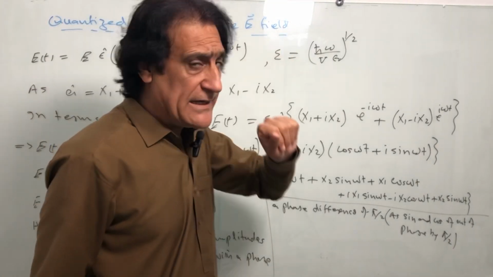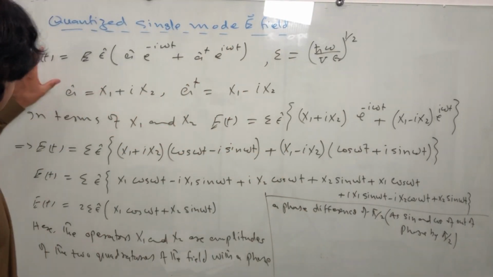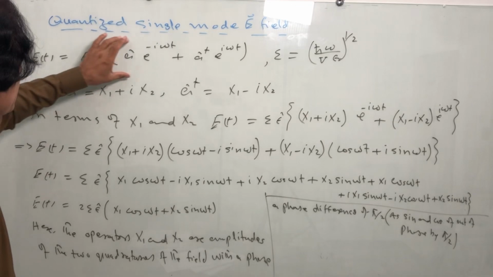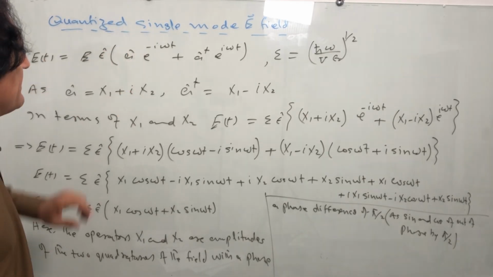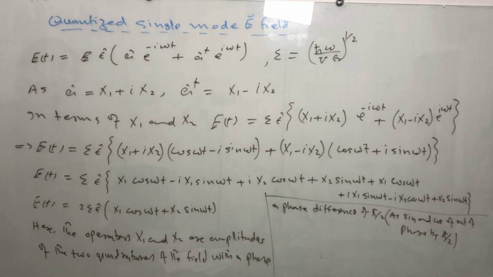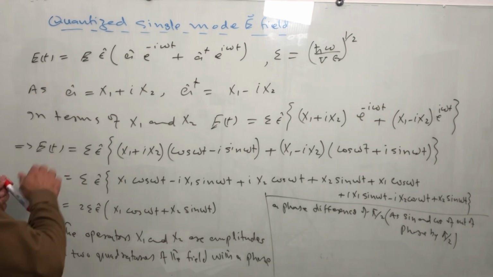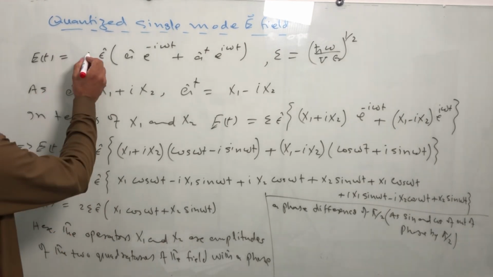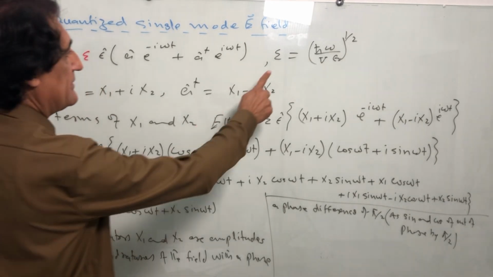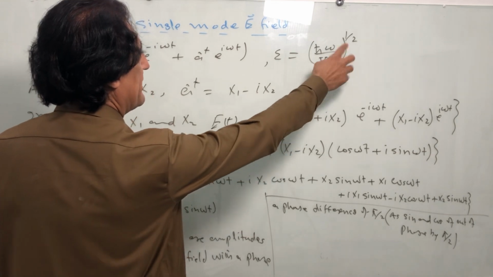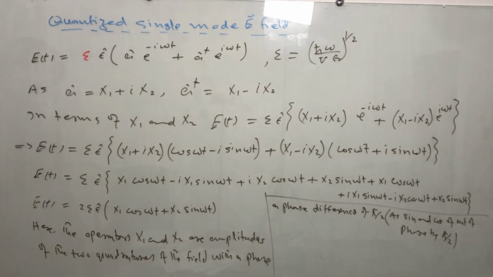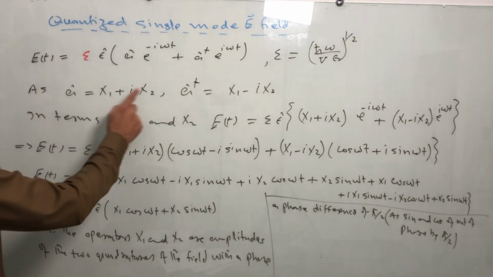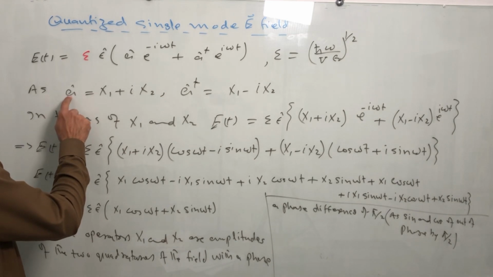Quantized single mode electric field. Let us consider this expression of the quantized single mode electric field, where this E is equal to h cut omega divided by epsilon r. So this is the value, and the relation between A and a dagger is as follows.